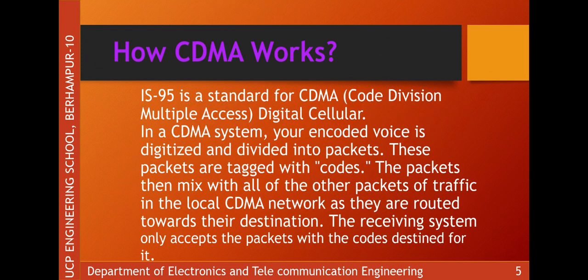How CDMA works. IS-95 is a standard for CDMA, code division multiple access, digital cellular. In a CDMA system, your encoded voice is digitized and divided into packets. These packets are tagged with codes. The packets then mix with all of the other packets of the traffic in the local CDMA network as they are routed towards their destination. The receiving system only accepts the packets with the codes destined for it.